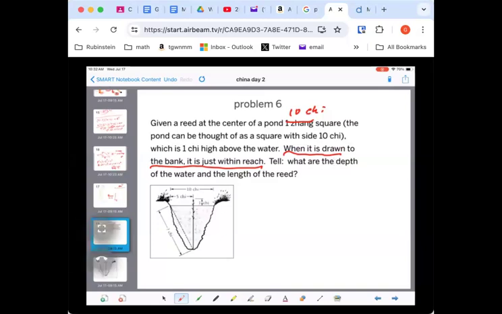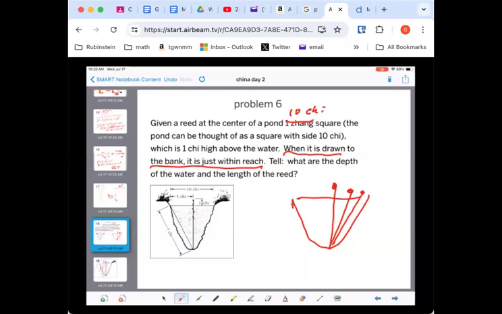What they mean is, if I take the reed and I pull it a little bit to the right, it would be diagonal now, and it wouldn't be sticking out as much. And if I pull it to the right more, it might only be sticking out a little bit because the reed hasn't changed size. So when I make it diagonal, more of it is underwater.